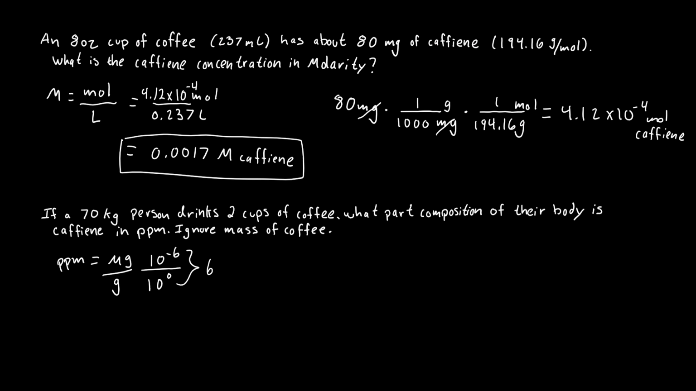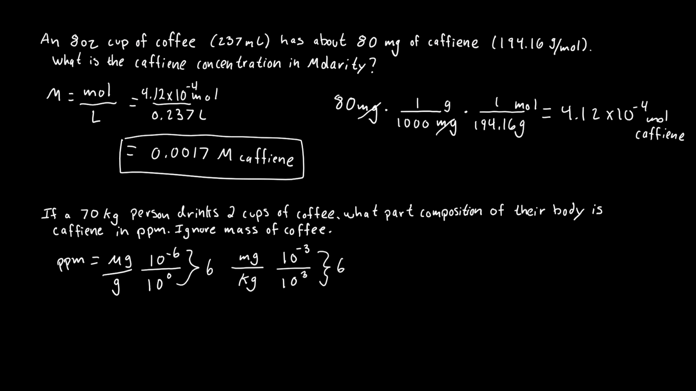And so we're given milligrams for our caffeine, so if we put milligrams on the top, that's 10 to the negative 3rd. And so kilograms is 10 to the positive 3rd, and that's also 6 orders of magnitude apart. So therefore, milligrams per kilograms is also equal to parts per million, because they're a million apart. 10 to the negative third and 10 to the third. They're 6 orders of magnitude apart.